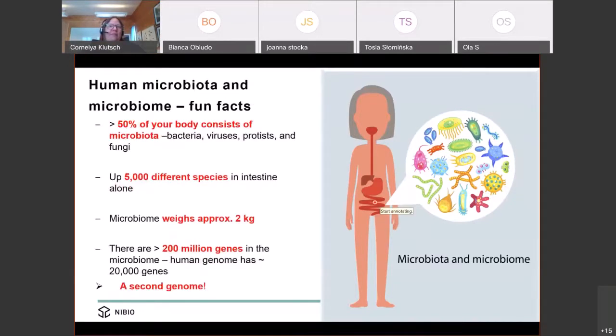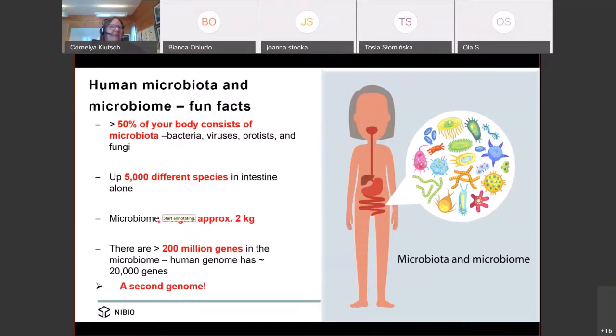And just to drive home already a bit the importance of those microorganisms, I have collected a few fun facts, just to give you a sense of the dimensions we are talking about. First of all, 50% of your body actually consists of cells: bacterial cells, viruses, and fungi cells. So 50% of you consists of microbiota. And in the gut alone, we carry about 5,000 different species of those microorganisms. So the human body itself is actually an ecosystem, and we carry a lot of different species in us.